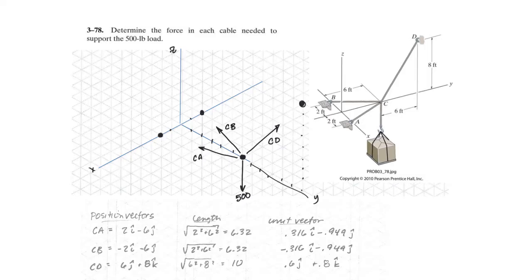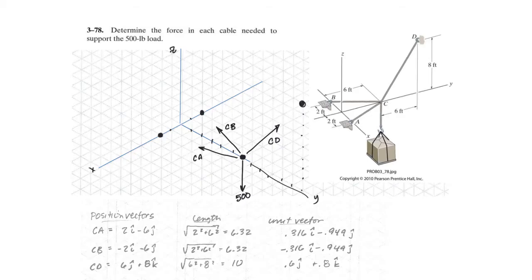The way to solve that is we need to find the forces in those 3 strings, the 3 unknowns. And we do that by finding the position vectors. So first of all, let's define the position vector of CA. CA, from C to A, we go -6 in the j direction and then +2 in the i direction. To find the unit vector, we take the length, which is the square root of the sum of the squares, and we divide the position vector by the length, and that gives us the unit vector. So 0.316 in the i direction, -0.949 in the j direction.